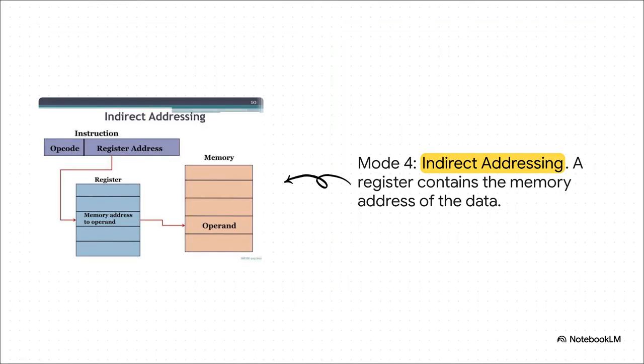Okay, indirect addressing is where things get a little clever. It's a 2-step process. The instruction says, look in this register, not for the data itself, but for the address of the data out in memory. It's like finding a sticky note that tells you which pantry shelf to go to.